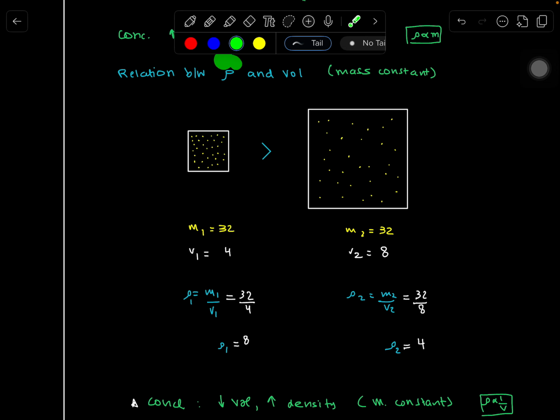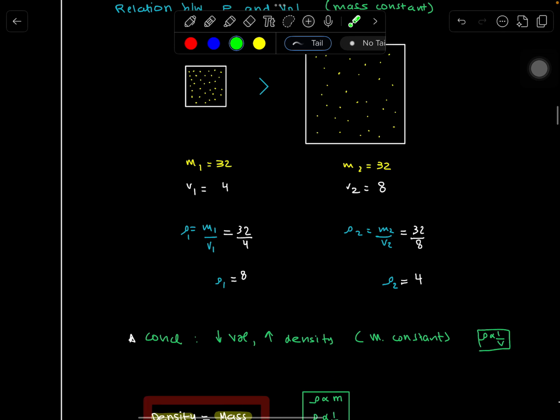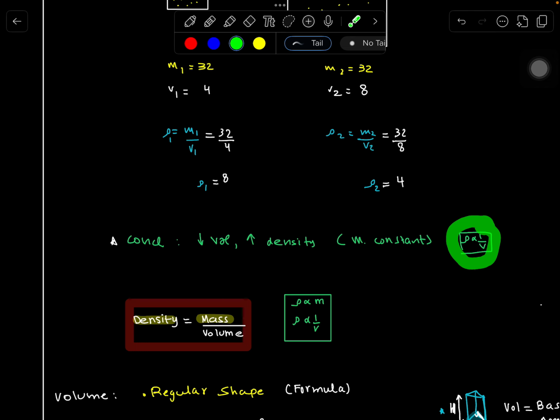Then, if you look at the relationship between density and volume, and in this case we have to keep the mass constant, you'll see that there is an inverse relationship between density and volume. And these are our results. I'm sorry, I'm not going to be able to go into much detail.